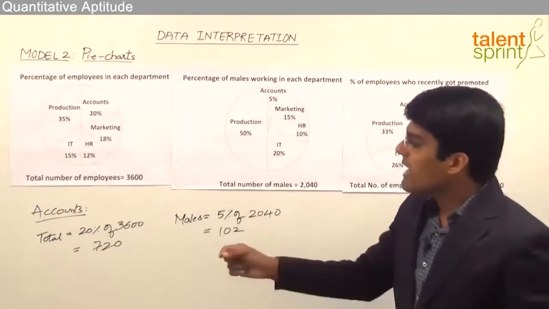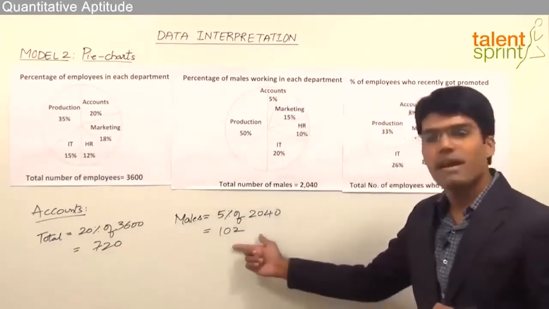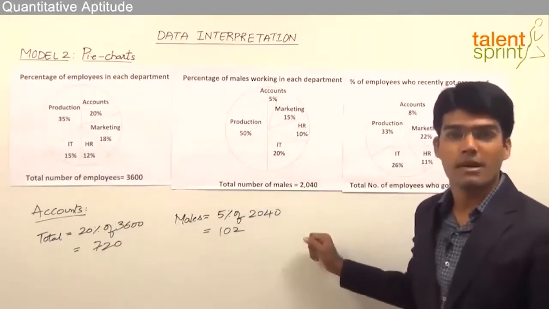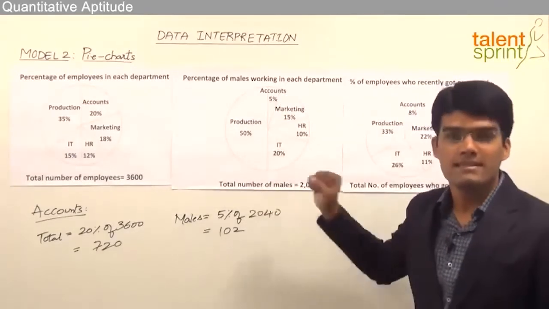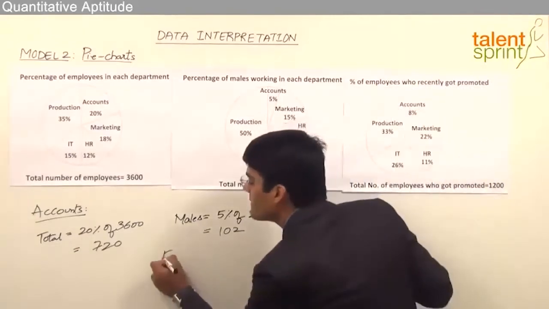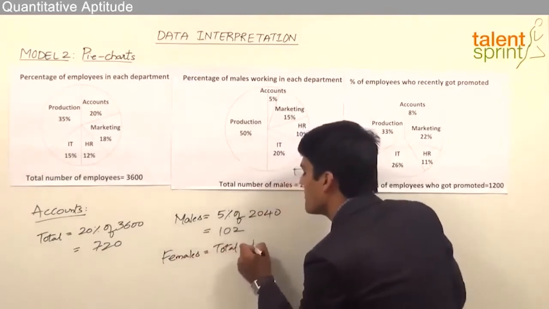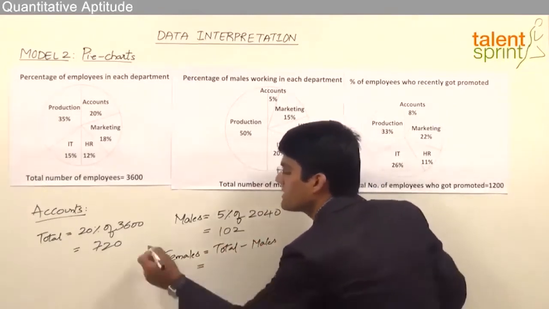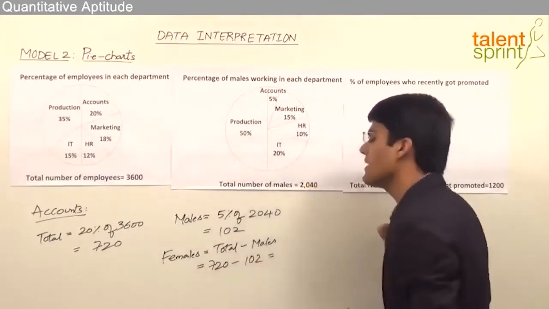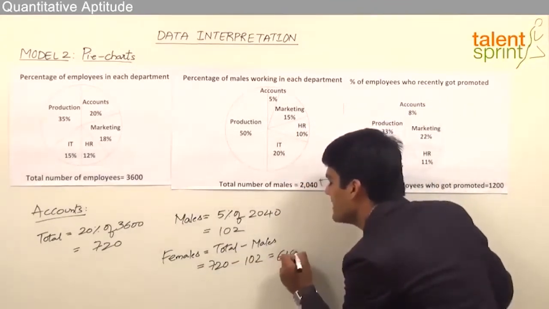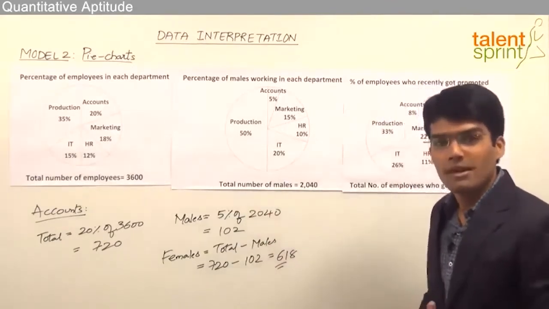Now if you try to understand, from the first pie chart we know total number of employees in accounts department, and from the second pie chart we know the number of male employees in accounts department. So if we take the difference of these two, we will get to know the number of females in the same department. So the females in the accounts department will be equal to total number of employees minus males. Now total number of employees here is 720 for accounts department, minus males is 102. So upon simplification we get this as 618. So 618 are female employees in the accounts department.